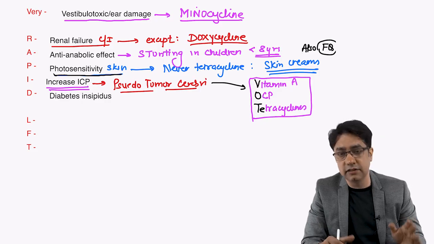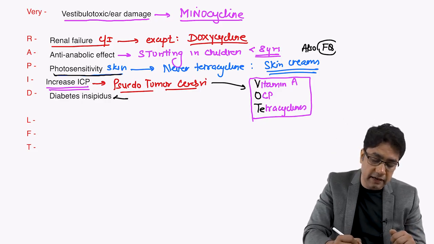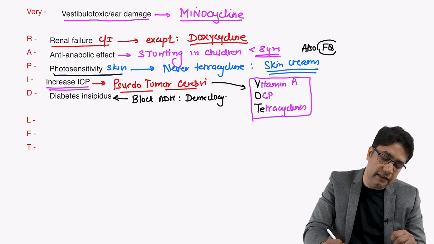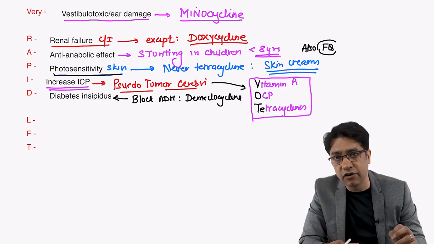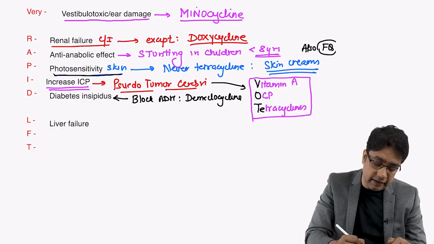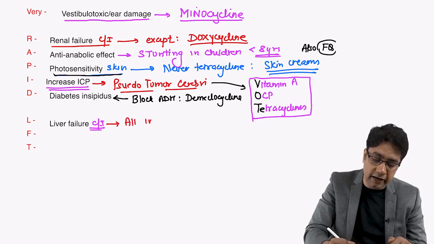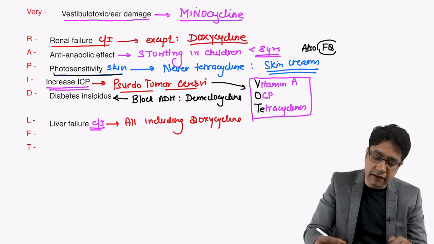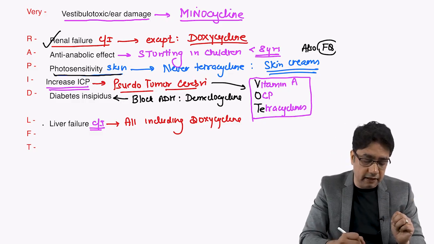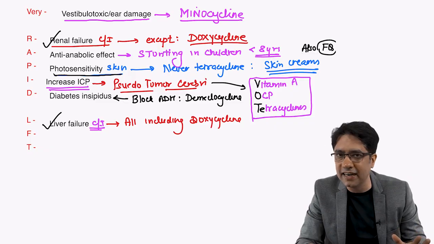Now D, they can cause diabetes insipidus, that means they block the ADH receptor, and this side effect was seen with which tetracycline? It was seen with demeclocycline. That is why it was given for the treatment of SIADH. Now tetracyclines are contraindicated in liver disease. And remember, all tetracyclines, including doxycycline. Now how can we remember this point? I have written one point that in renal failure, all are contraindicated except doxy. But in liver failure, including doxycycline, don't give tetracycline.